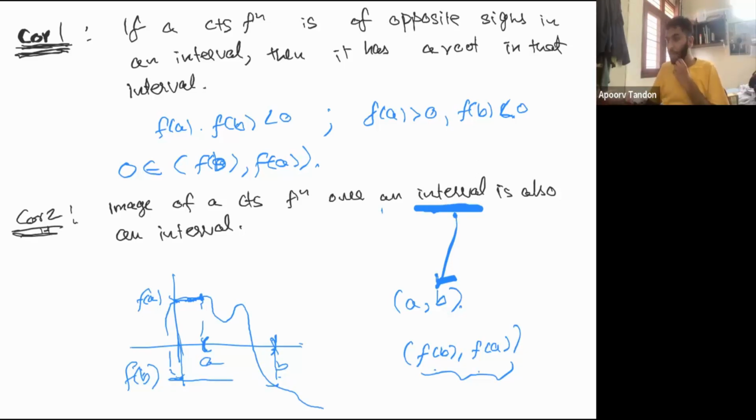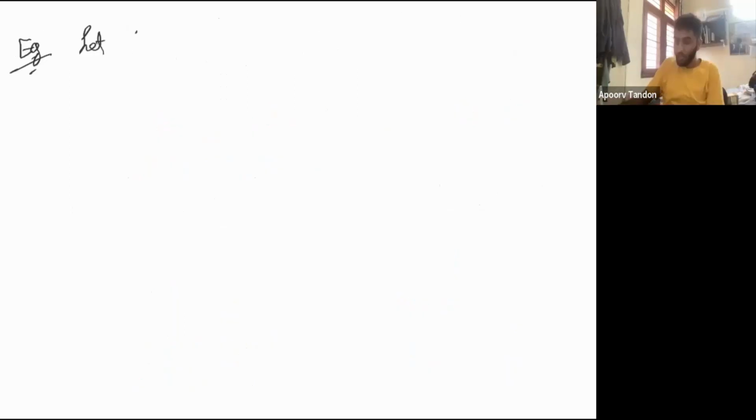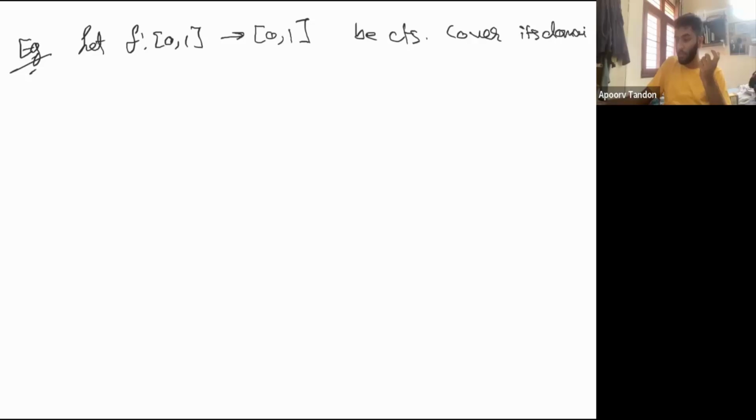So intermediate value theorem का एक example देखते हैं. Let a function f from 0, 1 to 0, 1 be continuous over its domain. When we say continuous, we mean over its domain. The domain is closed 0 to 1, right?